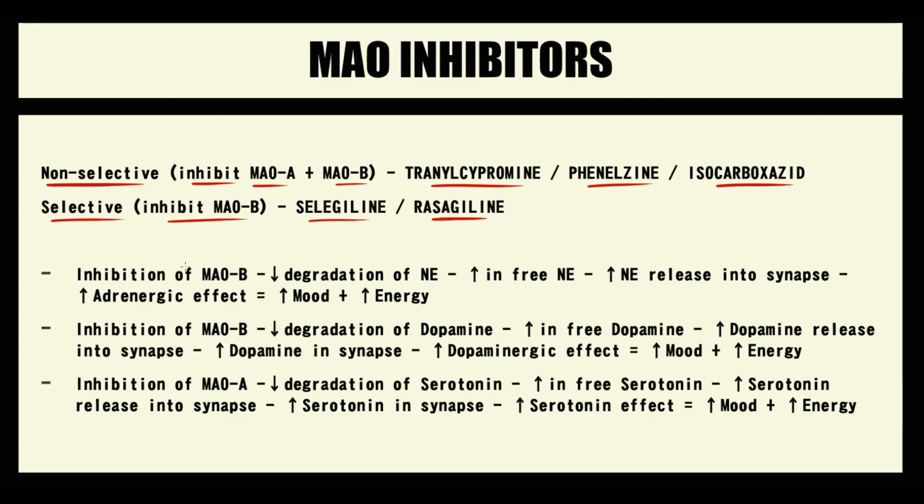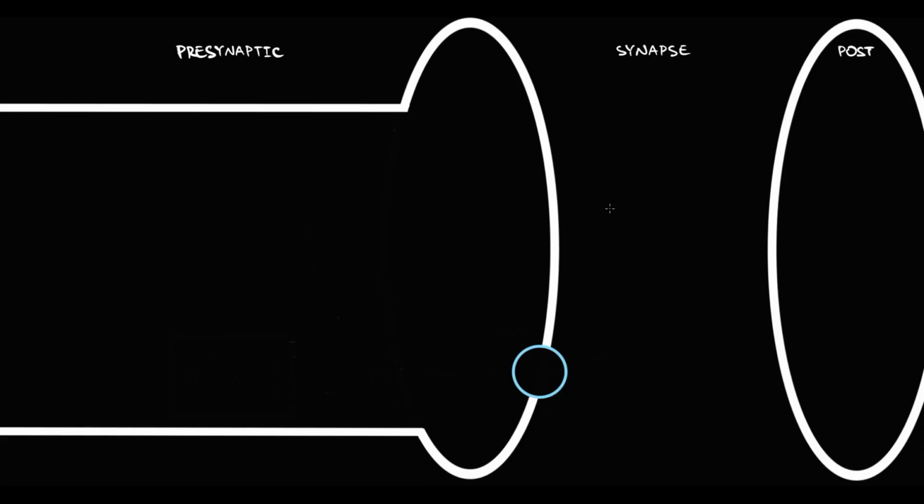First of all, by inhibition of monoamine oxidase B, they can increase the amount of norepinephrine in the synapse. And to explain this, we have to know how adrenergic neurons work. So we have presynaptic neuron, synapse, and postsynaptic neuron.